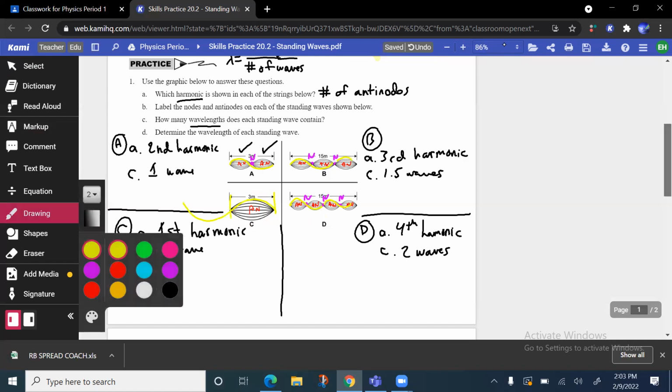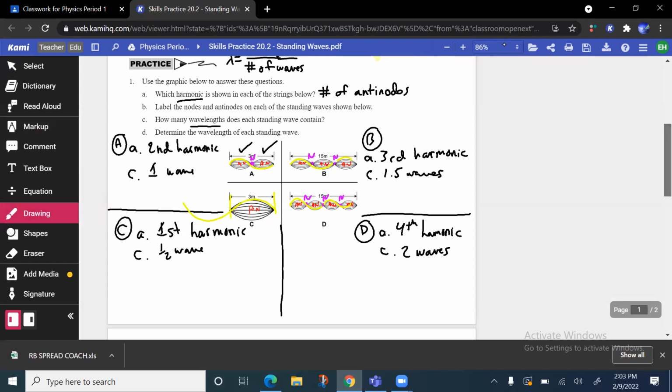Okay, so now finally, part D. Part D says determine the wavelength. Well, the wavelength, if you remember, is the length divided by the number of waves. So in the case of letter A, we're going to go 3 divided by 1 wave, and the wavelength will be 3 meters.